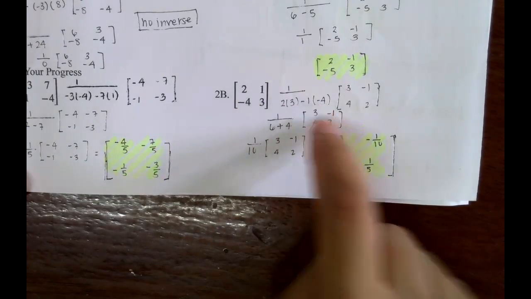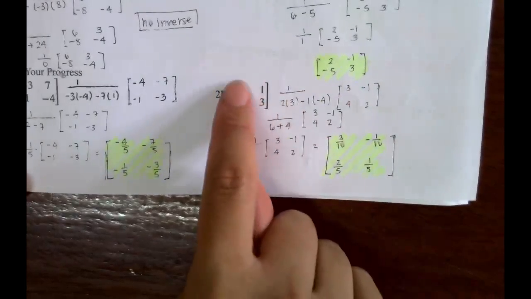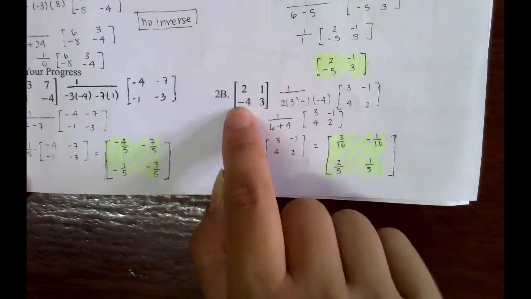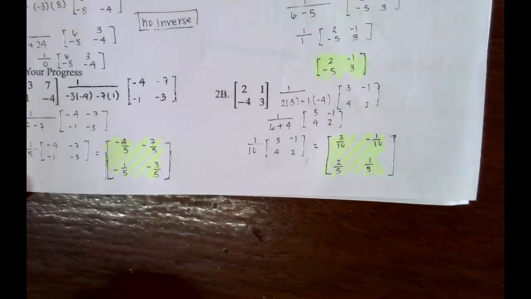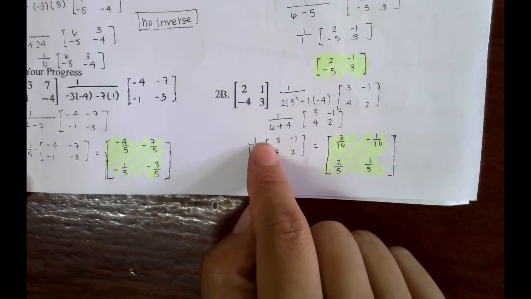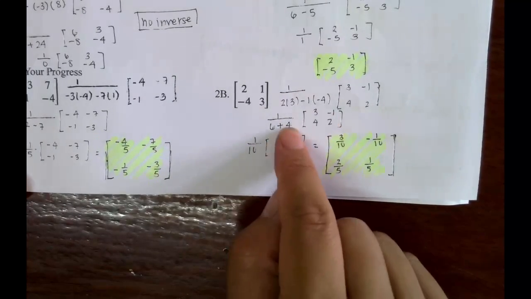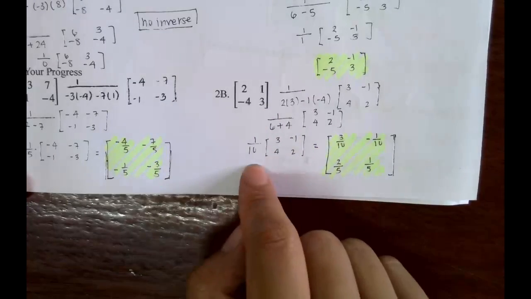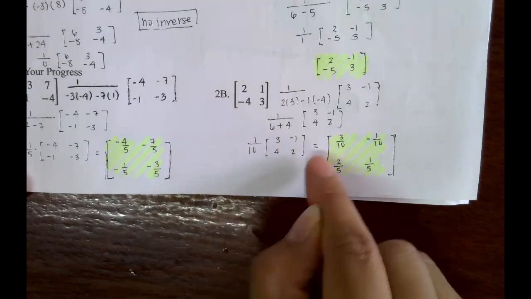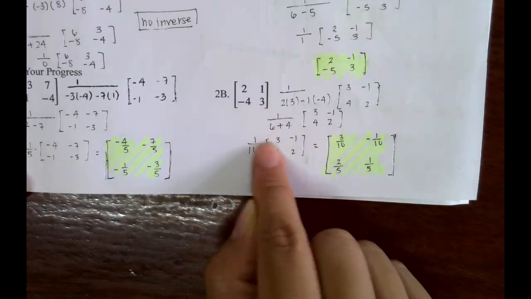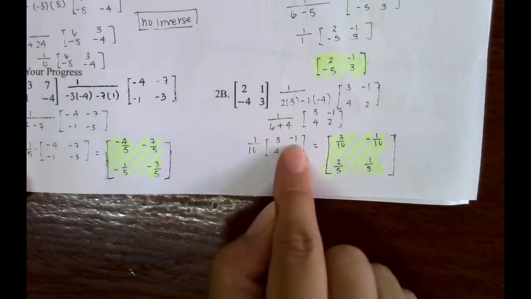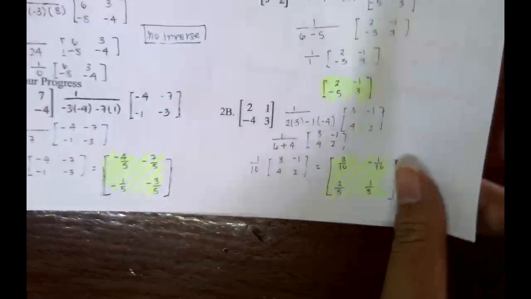2B is the same thing, so 1 over A times D minus B times C. Then for the matrix part, A and D are switching places, so 3 here and 2 here. And B and C are changing signs, so that's why it's -1 and +4. Then I'm going to simplify the scalar here. So 2 times 3 is 6. -1 times -4 is +4, and 6 plus 4 is 10, so 1/10. So then multiply each element by the scalar of 1/10, so this becomes 3/10, -1/10. This would be 4/10, which simplifies to 2/5, and then this would be 2/10, which simplifies to 1/5.